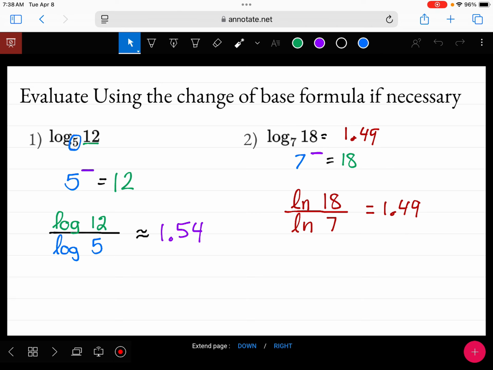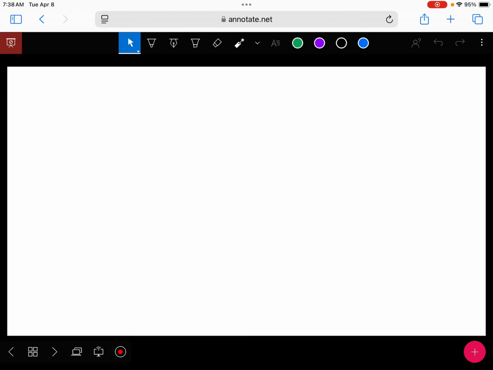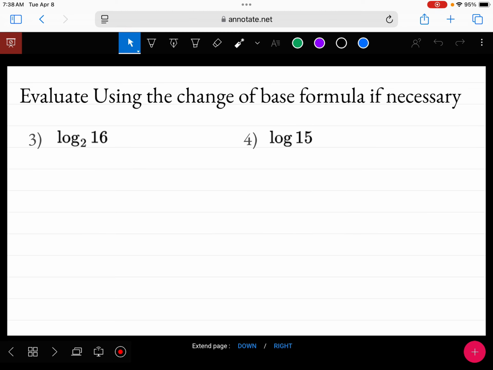Okay, questions on these first couple? Let's keep going. We're going to practice these a few times before we look at the solving stuff that uses these.